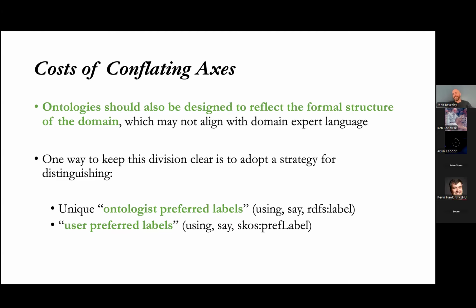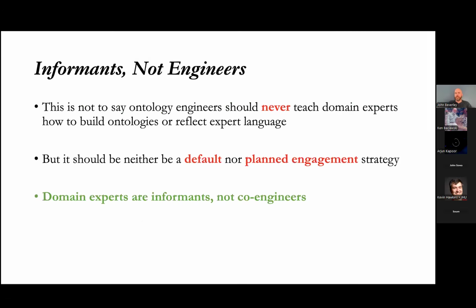Now, you might not see that as a user. You'll see your pref label. You'll see exactly what you need to see in your interface, and that's fine. This is not to say that we should never teach domain experts how to build ontologies or reflect on ordinary or expert language. It's just that they are informants, not co-engineers, is the point.